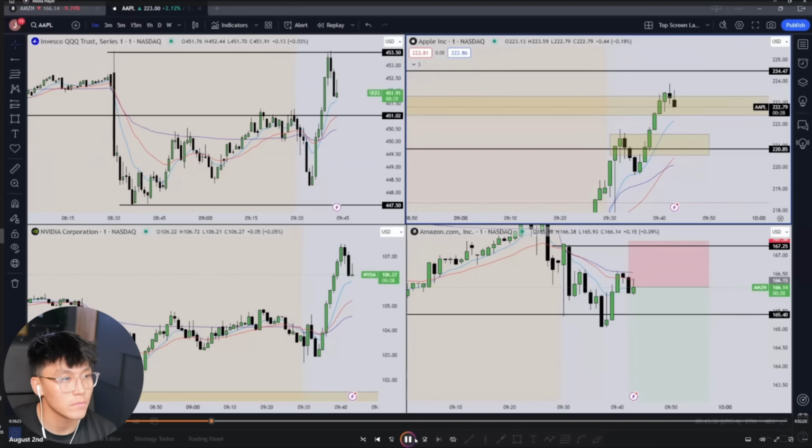So the Qs rejected off your 553, which is your 830 high, right? On the higher time frames, we're still bearish on the Qs. It's just kind of inside this range currently. I'm still interested in Amazon. We'll see the reaction around this key level for a push towards the downside. That's really the only ticker I'll be looking to short.